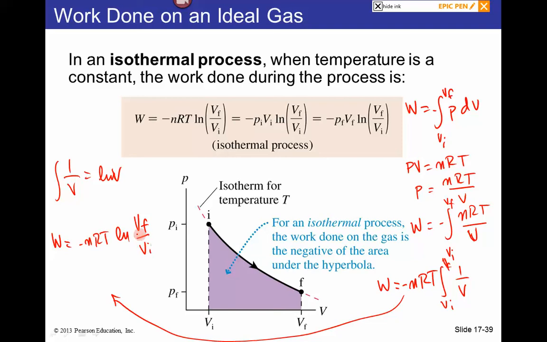Okay? And then you can now use the ideal gas law to write nRT in terms of things that you know, for instance, PI and VI, or PF and VF. So therefore, this is the equation for the work done during an isothermal process, a process in which the temperature is not changing.